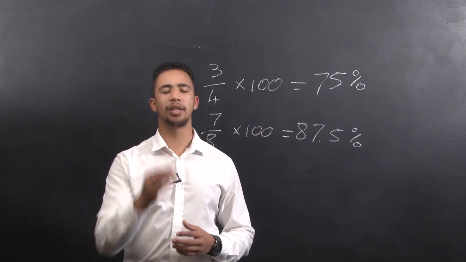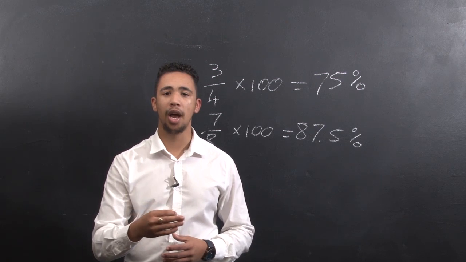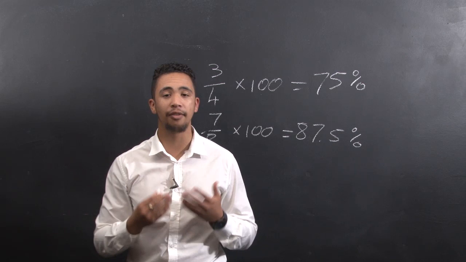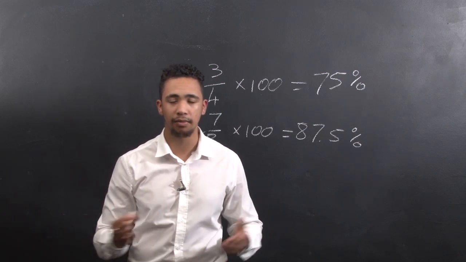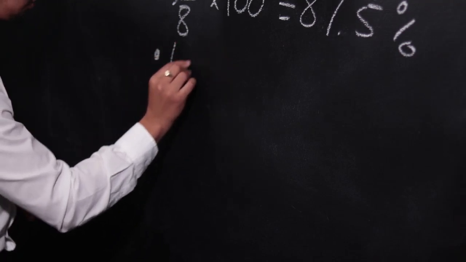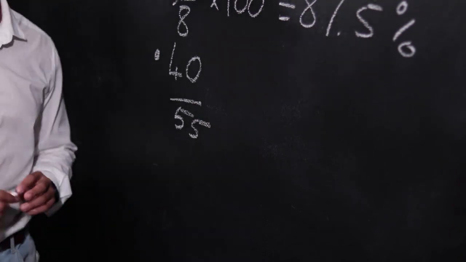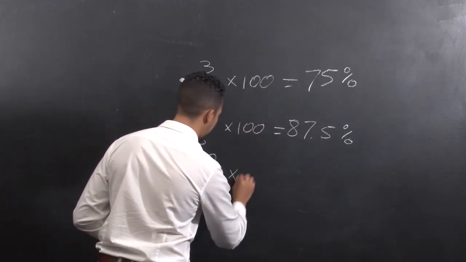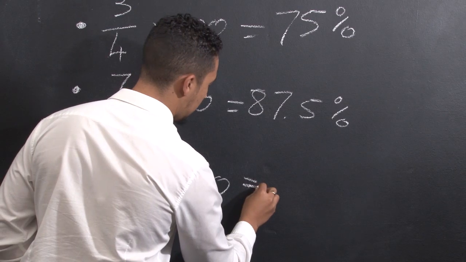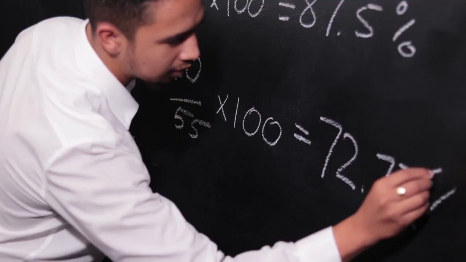So imagine you wrote a test. You just received your results. You received 40 out of 55. Now, what is your percentage? What have you actually received? Let's do the math. 40 over 55 in its percentage form would be 72.72%.